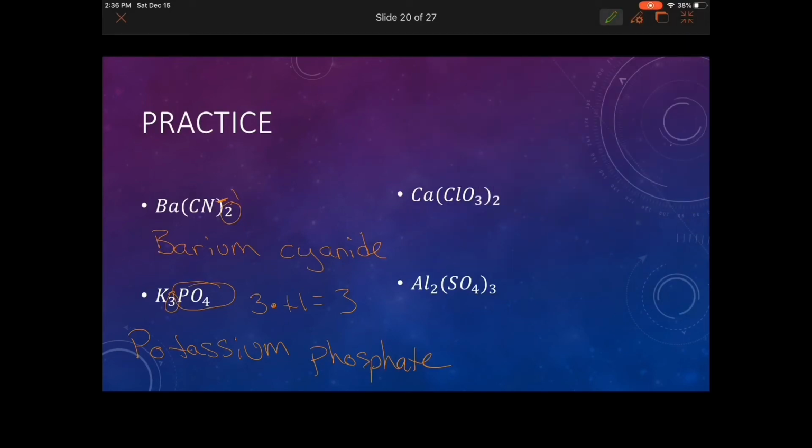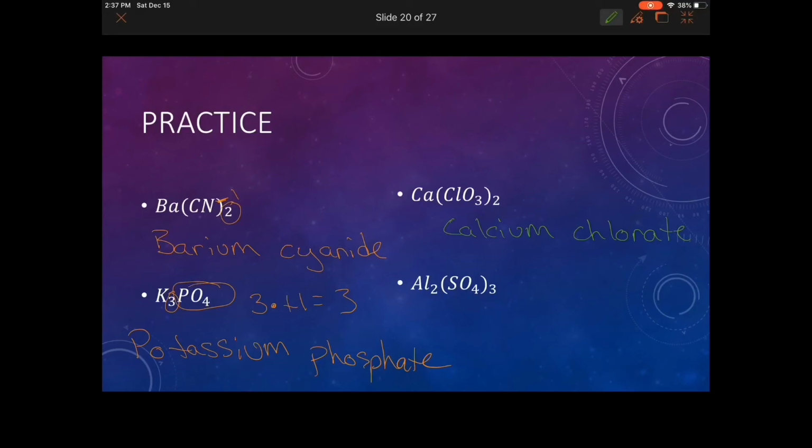All right, let's try the next one. We've got Ca(ClO3)2. Ca, well, that's calcium, and that's your cation. ClO3, if you look on your chart, you can find ClO3 that has a -1 charge, and the name of that is chlorate.